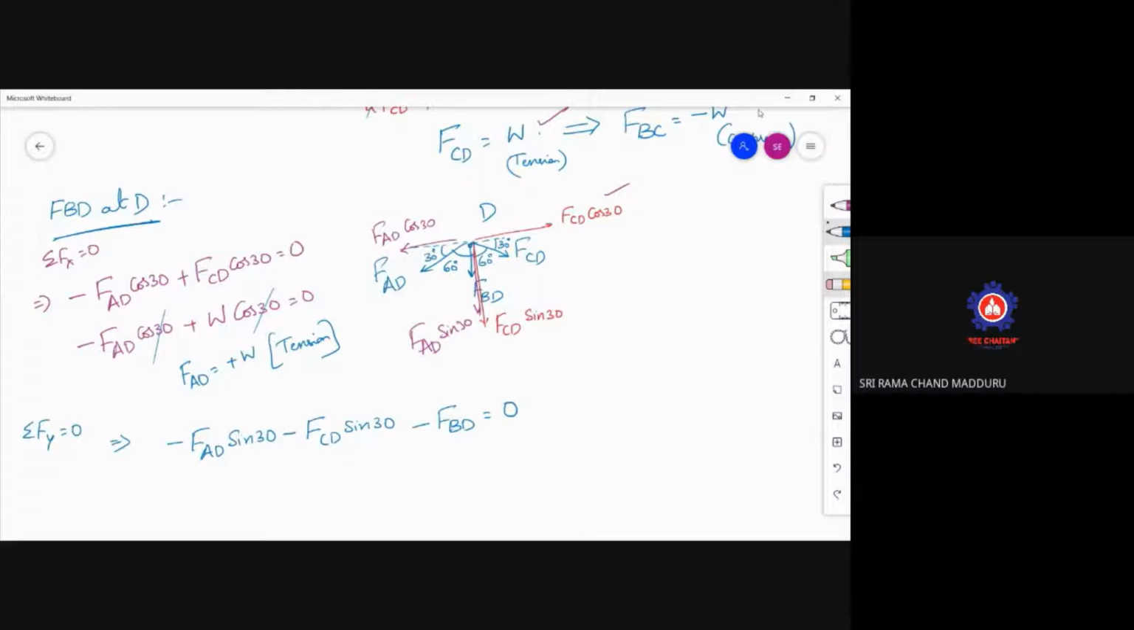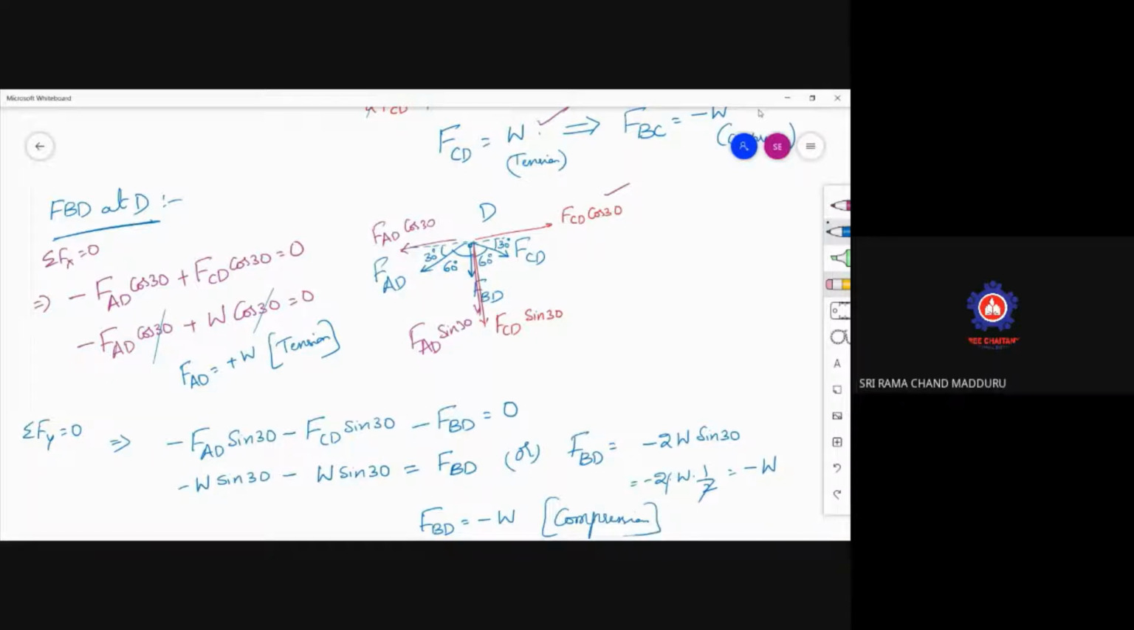So substitute the known values here. This is minus W sin 30 minus W sin 30 is equal to FBD. FBD is equal to minus 2W sin 30. Your sin 30 is 1 by 2. So this is nothing but minus 2 into W into 1 by 2, which is minus W. So force in BD is minus W. Just check whether you are able to solve it or not until this.